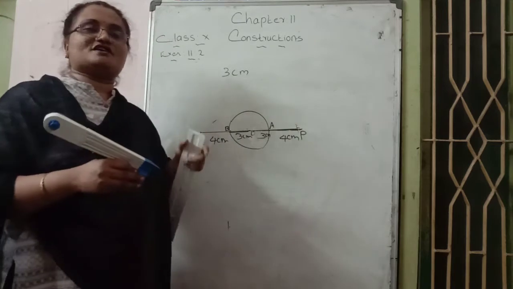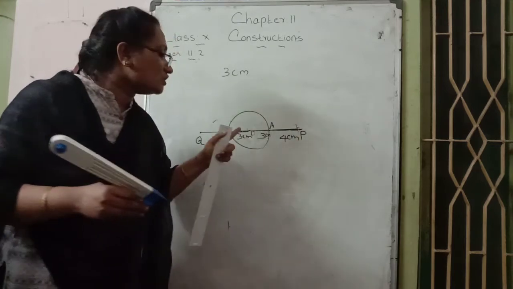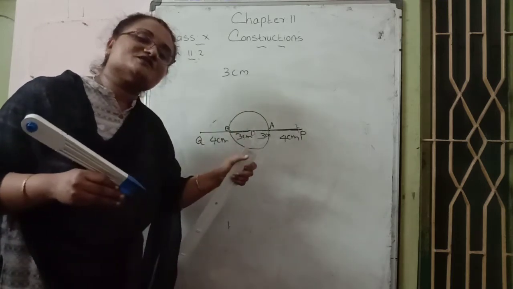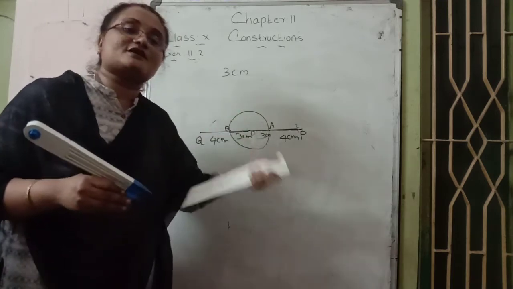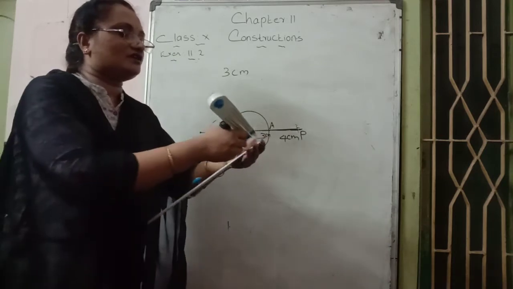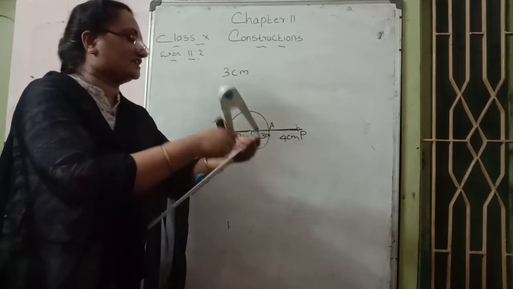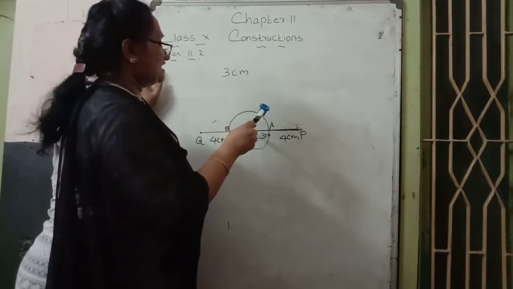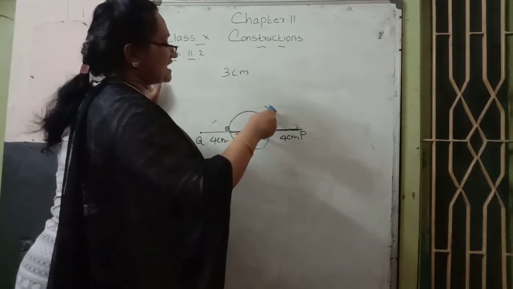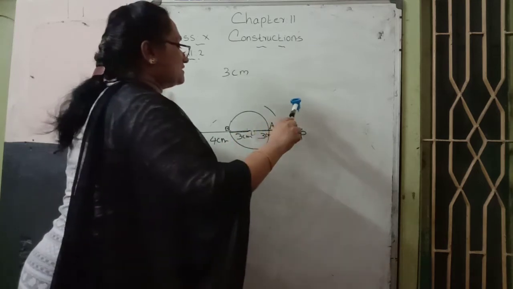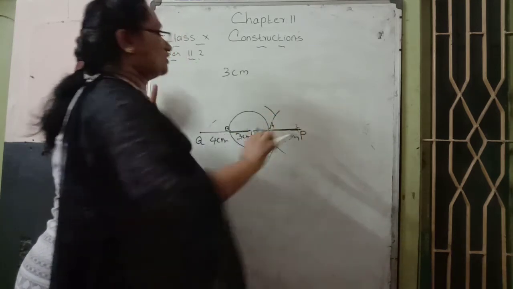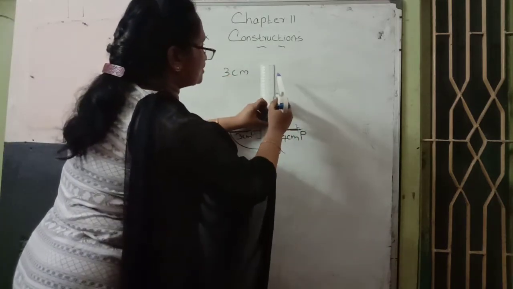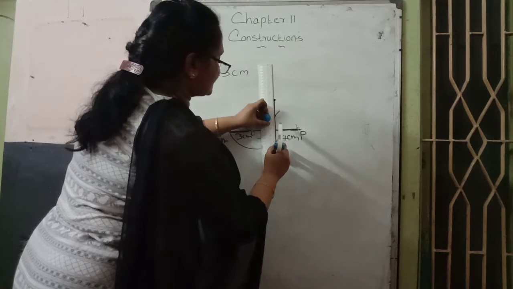Draw the perpendicular bisector. Perpendicular bisector, how to draw? OP distance is how much? 7. Half of 7 becomes how much? 3.5. Take more than 3.5, so 4 centimeter you can take. So O as center, 4 centimeter radius, take an arc up and down. Same way, P as center, draw the opposite arc. Then you join them, you get a perpendicular bisector for the right side part.